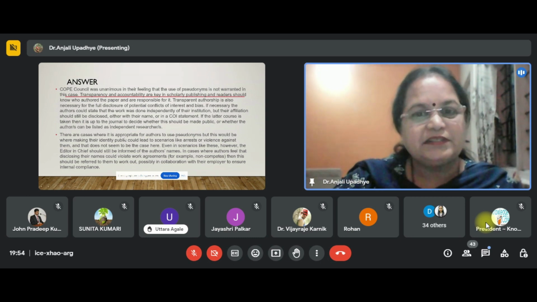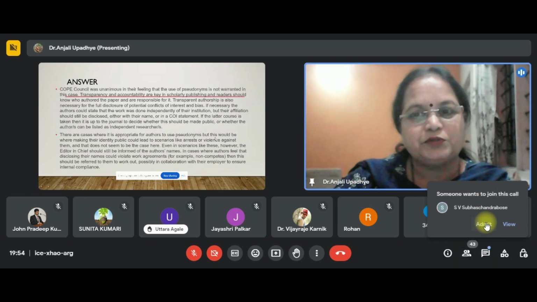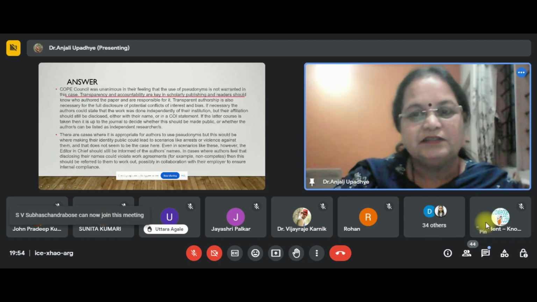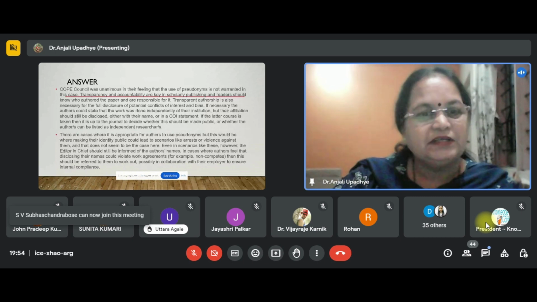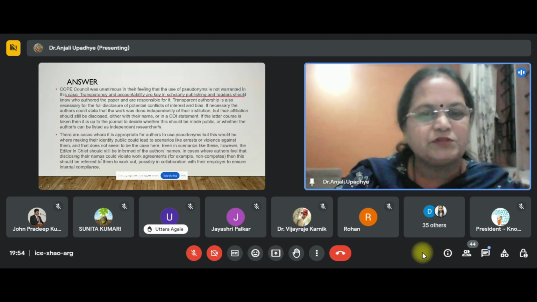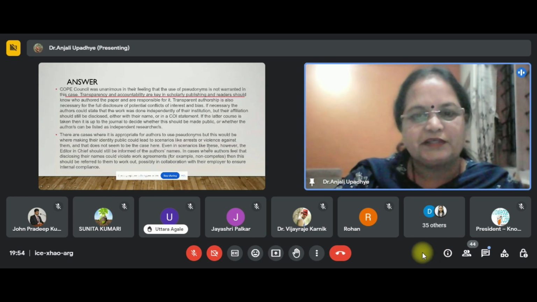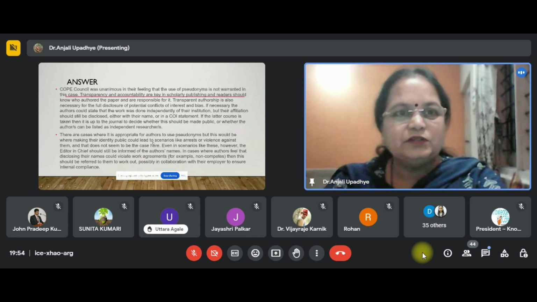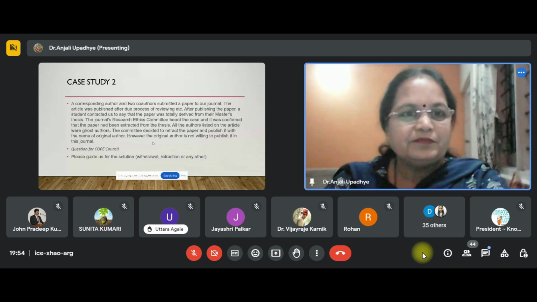There are cases where authors appropriately use pseudonyms, where making their identity public could lead to scenarios like arrest or violence against them. It does not seem that this is the case here. However, the editor-in-chief should be informed of the authors' names, even if authors feel that disclosing their names will violate their work agreement. In this way, the case has been solved by the COPE Council.